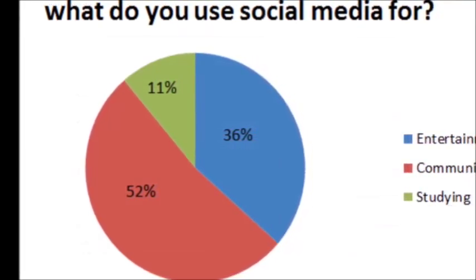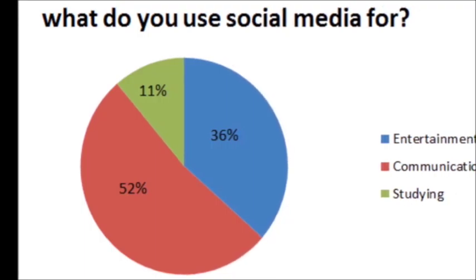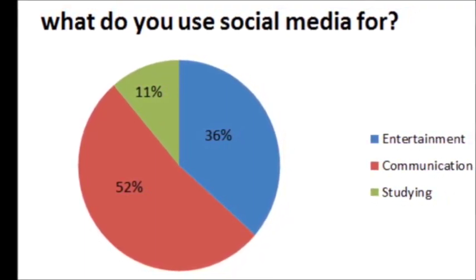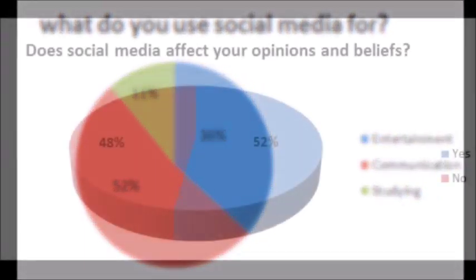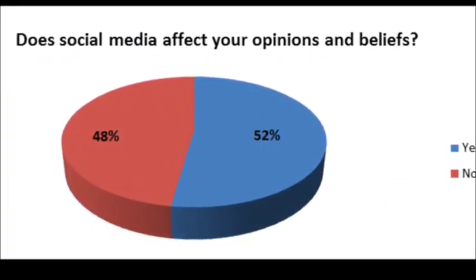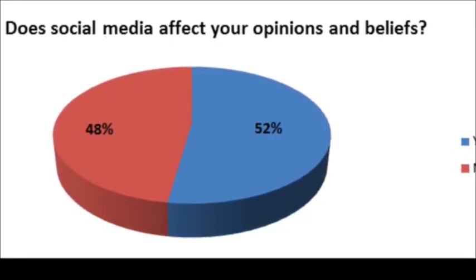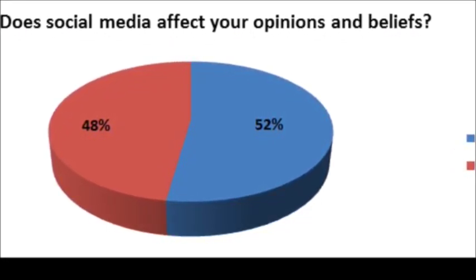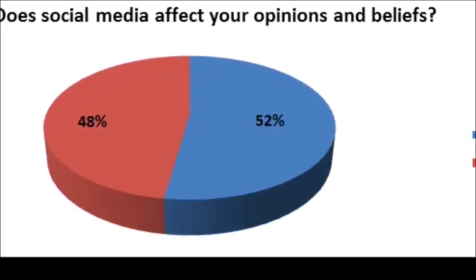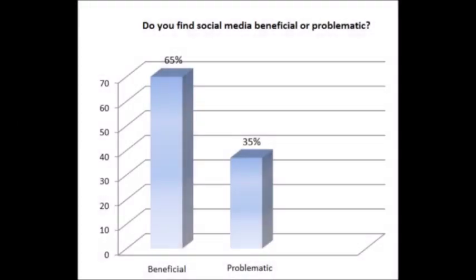We asked the students to order the activities they spend most of their time on in social media, and communication purposes took the first place, while entertainment and research came later. To see how social media is affecting the way students think, we asked them if social media is playing a huge role in shaping their opinions. The two portions were nearly equal, but the majority went with yes. Lastly, most students think that social media is promoting privacy invasion, but overall, they think that it is beneficial.